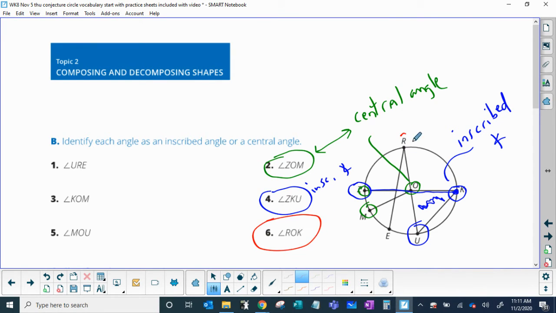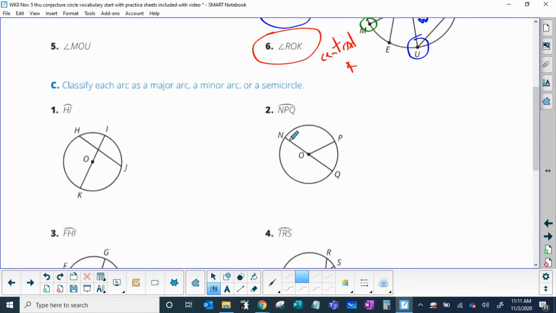ROK. Uses the center, so that's called a central angle. All right, let's move on. Now, arc. Whenever you see that little squiggle over the top, that's an arc.